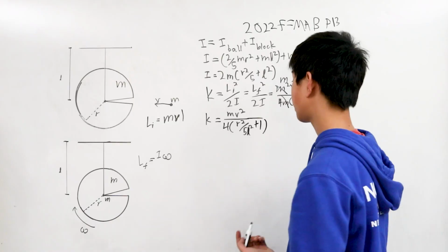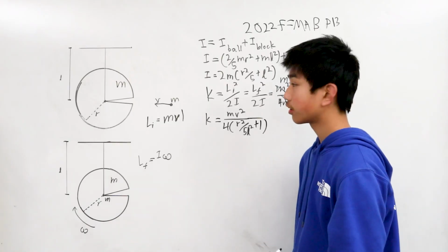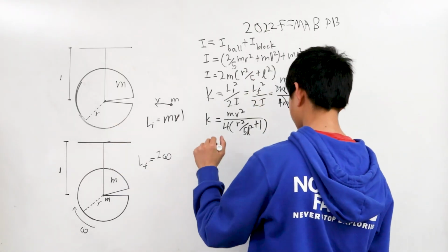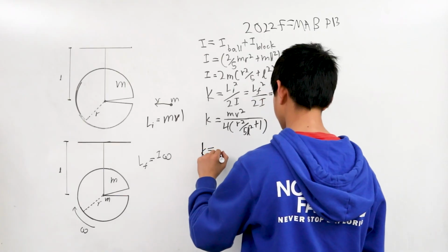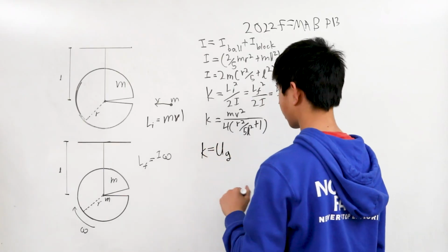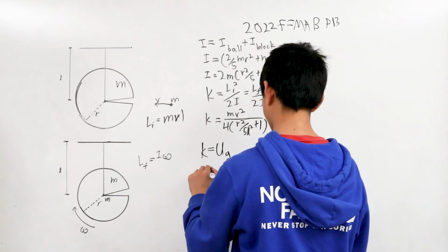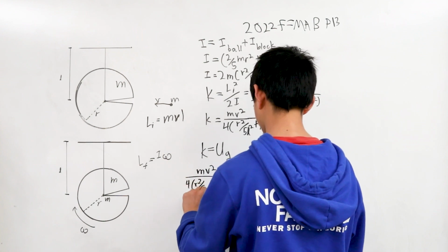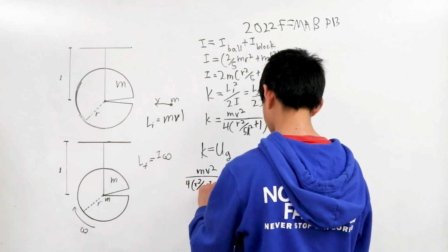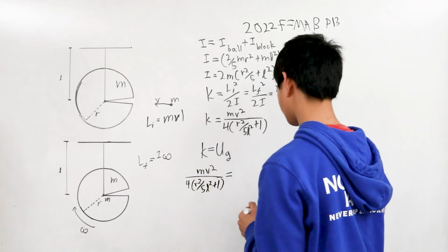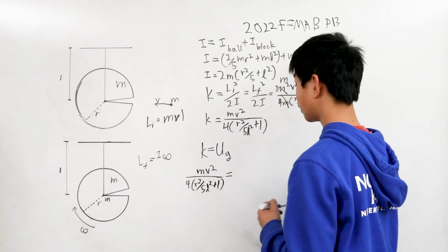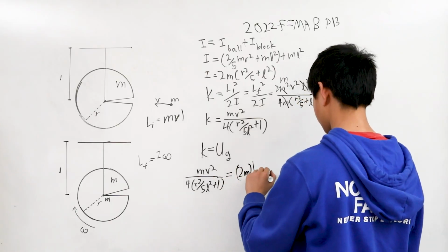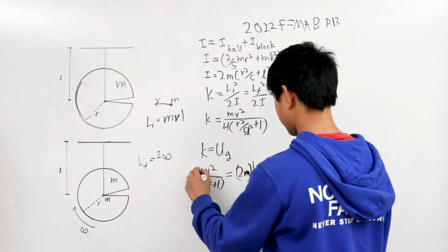So now we have an equation for the kinetic energy. And you want to conserve energy in this second moment. You want to find the height. So in this second moment, where K is equal to U sub g, g is gravity, this becomes m v squared over 4 times R squared over 5 L squared plus 1. This is going to be equal to, what is U sub g? U sub g, this is 2m times the height times gravity. These m's cancel out, so that's gone.